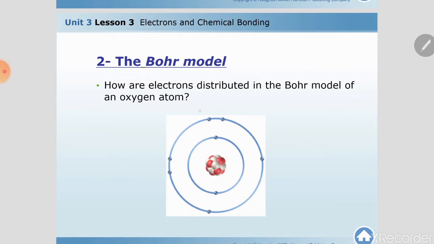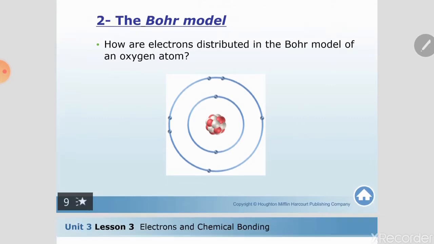We could see the number of electrons. We could see the distribution. In the first energy level there are 2. In the second energy level there are 6, and so on. So it is very helpful for us for studying.